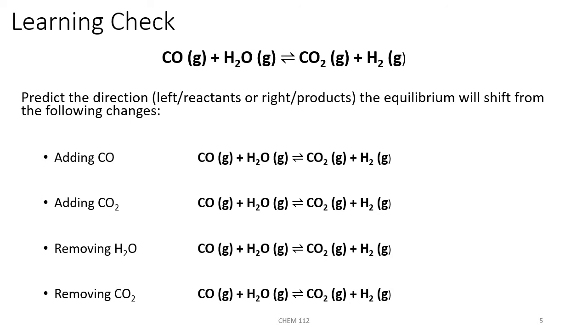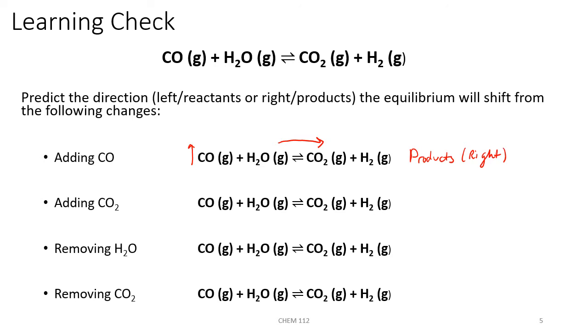If we spike the reaction with some carbon monoxide, the system wants to overcome that addition by using up the excess carbon monoxide, so it'll shift away from the addition, in this case, to the product side. So we're going to shift to the products, which also could be said shift to the right.